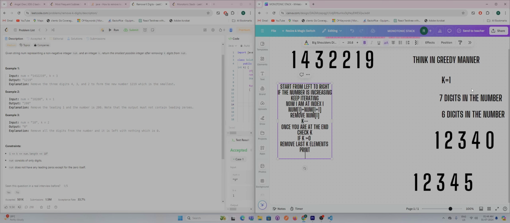Obviously, if k is greater than or equal to the length, then I can just remove all the elements, and then I'm going to just print it out, right? So this is basically the algorithm.